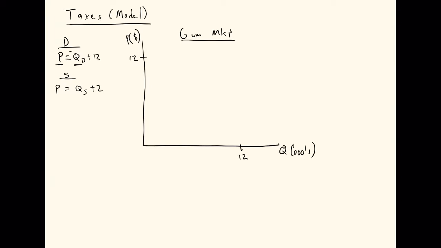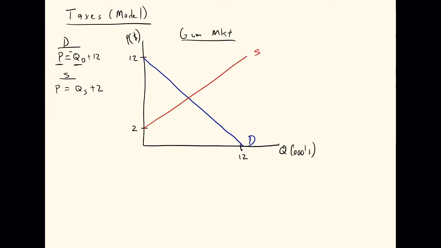Change colors here and we'll connect those two for demand. So this is going to be our demand. Now for supply, we're going to start out here at 2, and our slope goes up at a +1. We'll change colors to red to make it stand out, and then draw our supply.